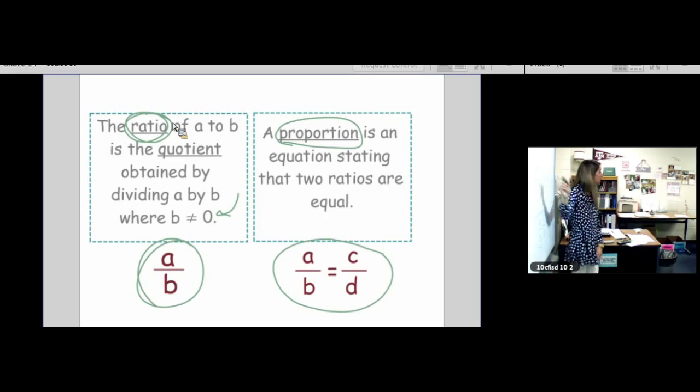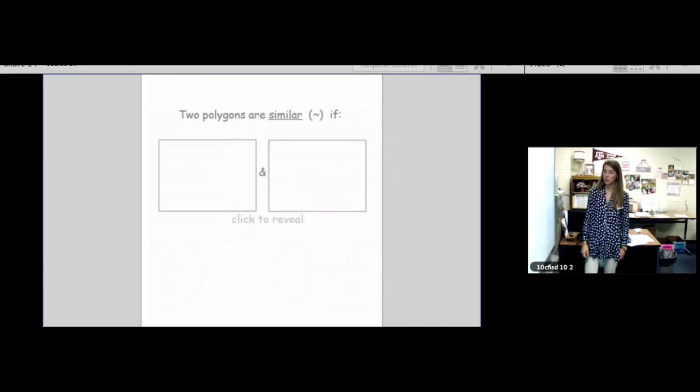A proportion is simply saying a ratio equals a ratio. So this is a ratio all by its lonesome, just two numbers being compared. A proportion is comparing two ratios, not just two numbers, but two ratios. And of course, when you actually solve for it, it has an equal sign. And to solve, we're going to do something that starts with C. Cross multiply and divide. Yep, we're going to do that a lot.